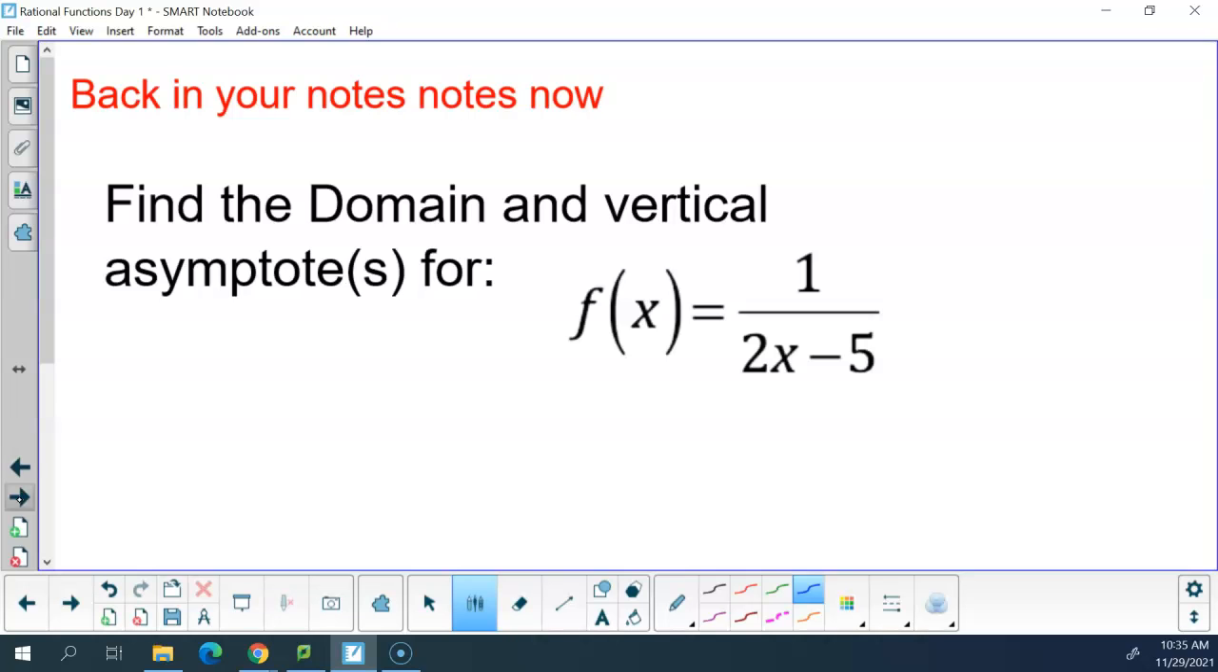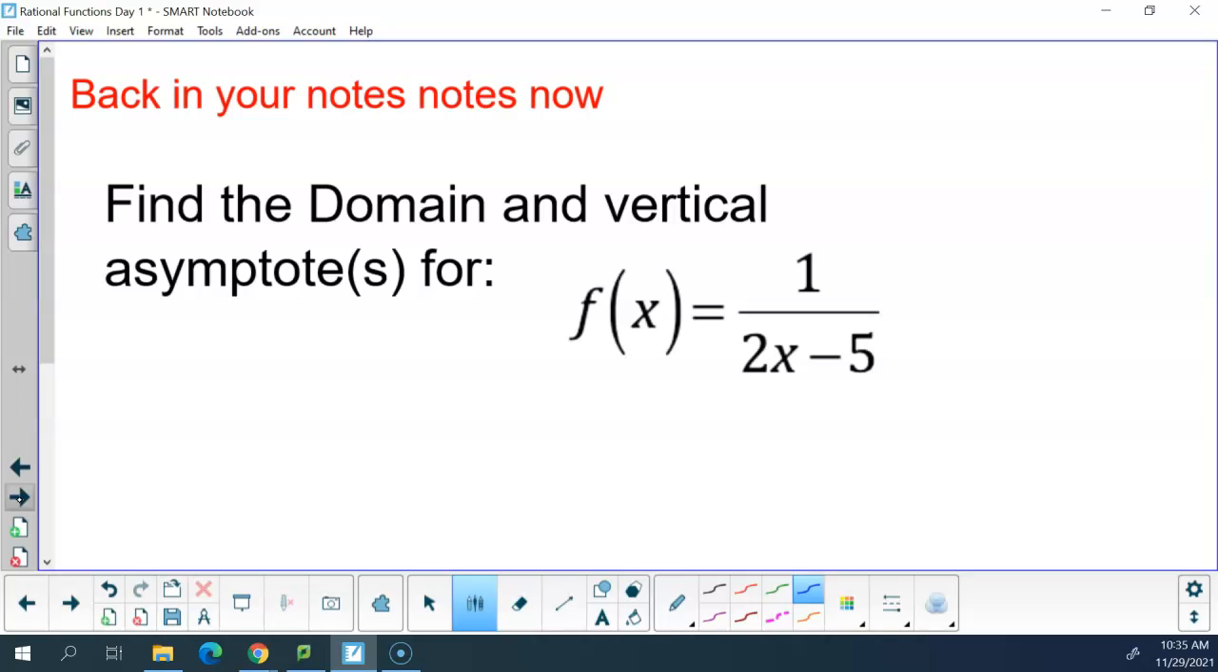Now we're back in our notes. Keep your sheet off to the side or right in front of you. You're going to want to have your sheet out whenever you're doing homework, whenever you're in class, etc. You want that sheet out for the rest of this unit for sure. Okay?